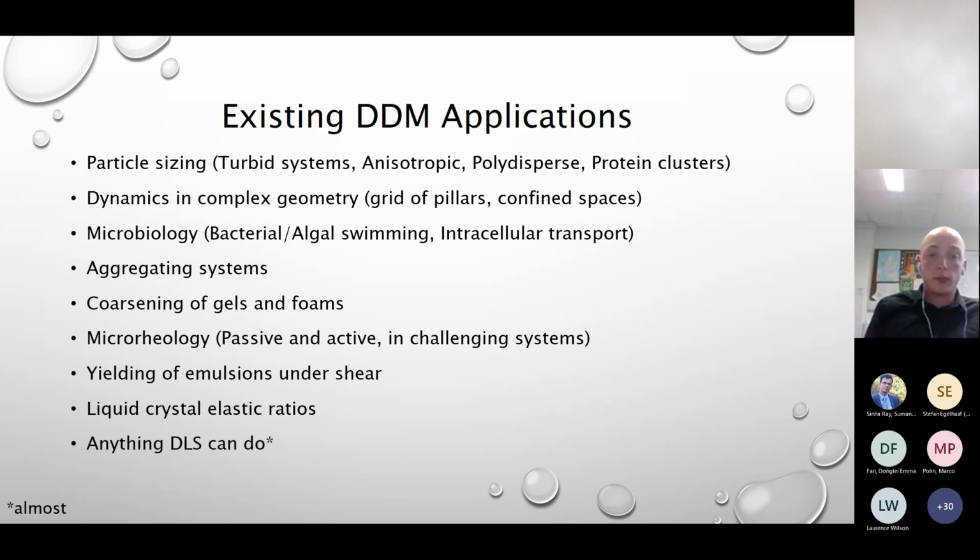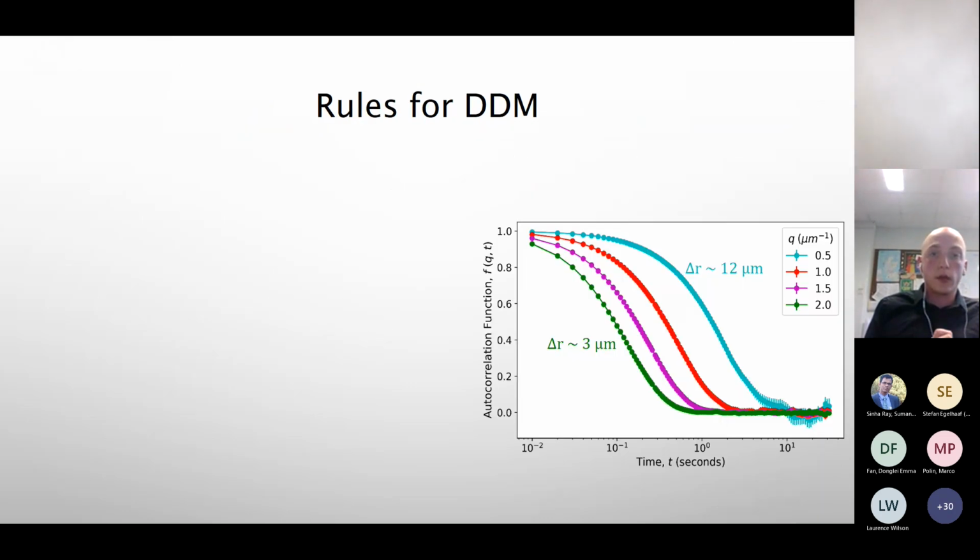In short, DDM should be able to do pretty much anything that DLS can do, with some caveats that I'll come back to later. So I've given a bunch of systems, and I told you earlier that if you can see it and you can model it, you can use DDM. But actually, we're all aware that no experimental technique is perfect. There's a few more specific rules.